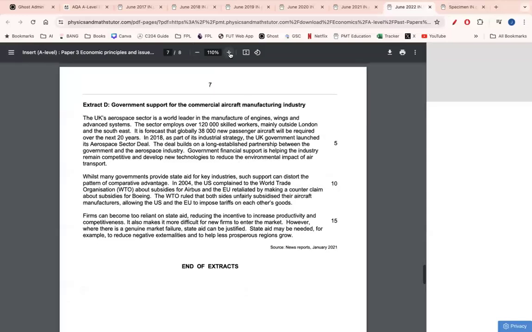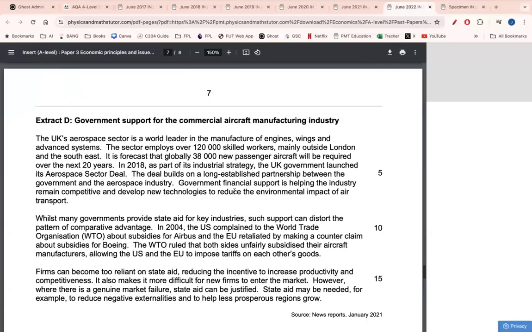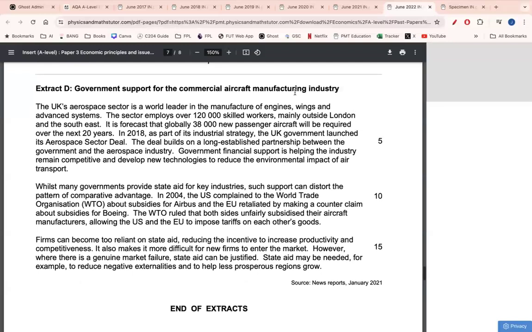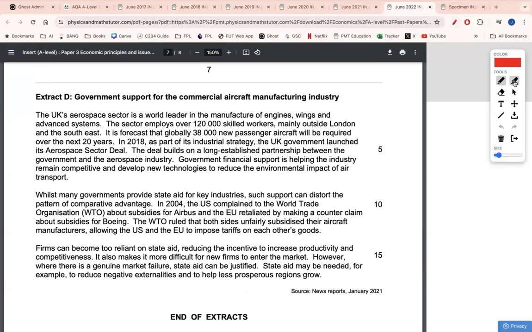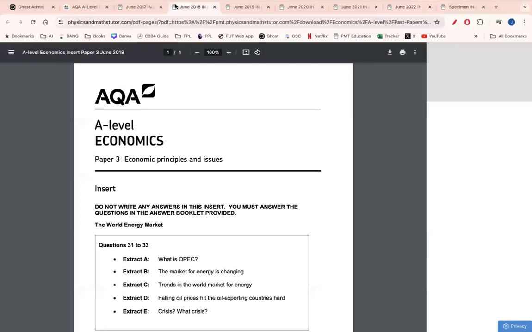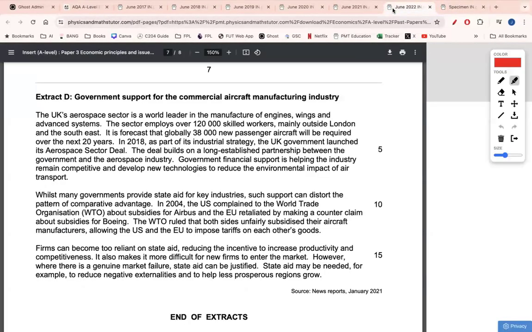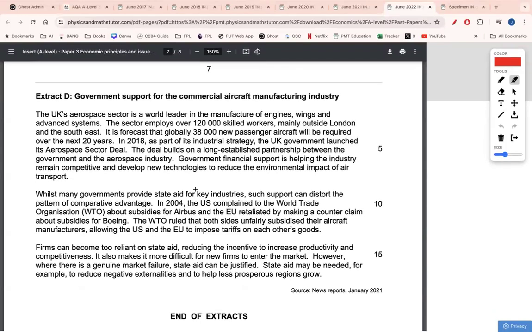I just take a lot of time, like 5 or 10 minutes. I know we want to rush. In paper one and two, I get straight to the answer, but paper three is really about the extract. So let's have a look. Remember the question at the back of your head: should we support production of commercial aircraft? So we're talking government intervention. Basically, we're thinking yes or no.